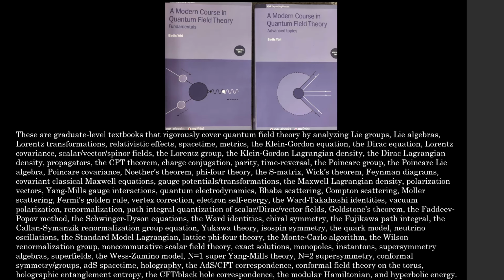But if you're really serious about learning it, I recommend these two volumes. A Modern Course in Quantum Field Theory, Volume 1 Fundamentals, and Volume 2 Advanced Topics. So this will take you all the way up to the construction of the Standard Model Lagrangian and then beyond, including conformal field theory, the AdS/CFT correspondence, the CFT black hole correspondence, modular Hamiltonians, and onwards. So you're going to get all your quantum electrodynamics, your quantum chromodynamics, and your electroweak theory all covered together before it's all summed together into something greater.